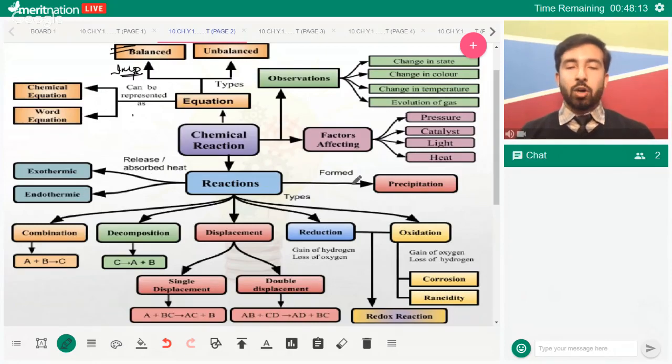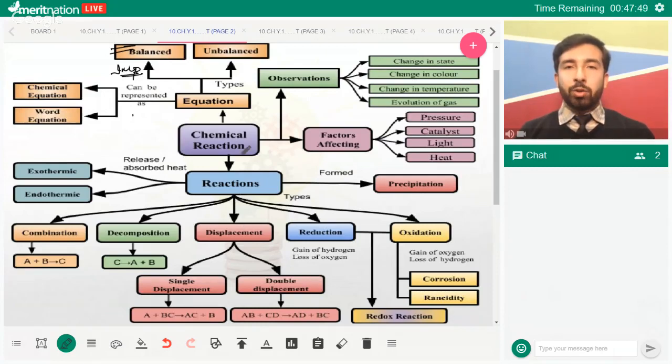Next are the different types of reactions, which include combination reaction, decomposition reaction, displacement reaction, reduction reaction, and oxidation reaction. Okay, so in a combination reaction, as the name suggests, two or more reactants generally combine to form one single product. And in such cases, the heat is generally released.